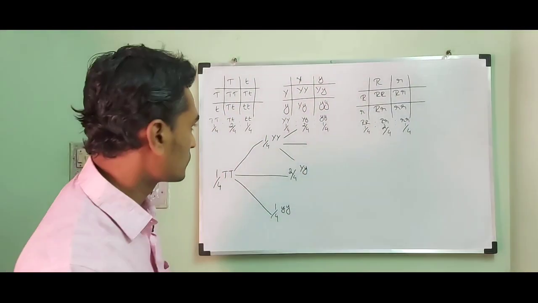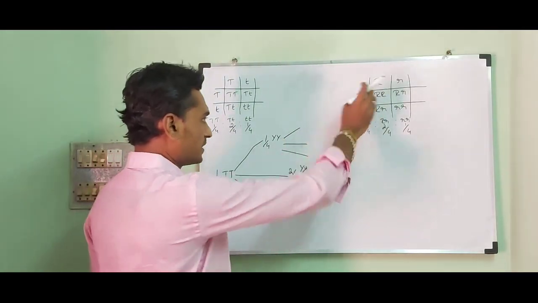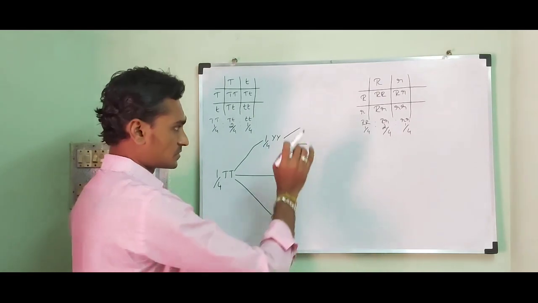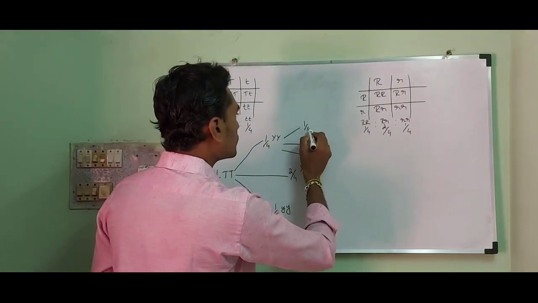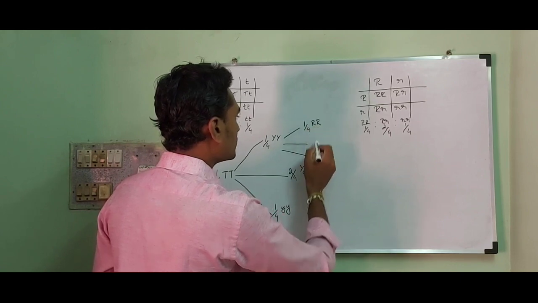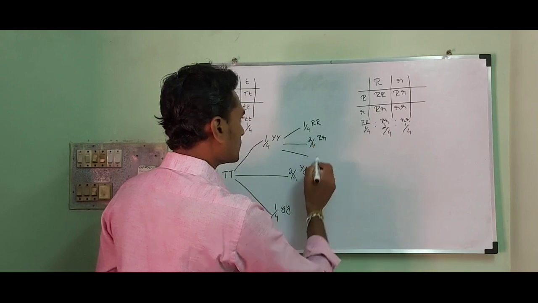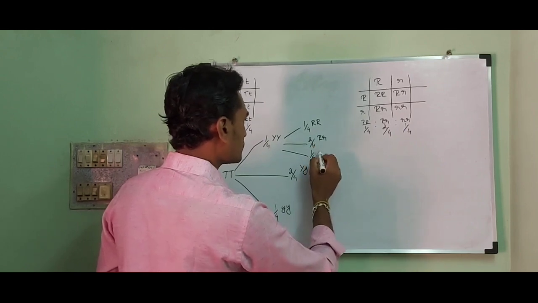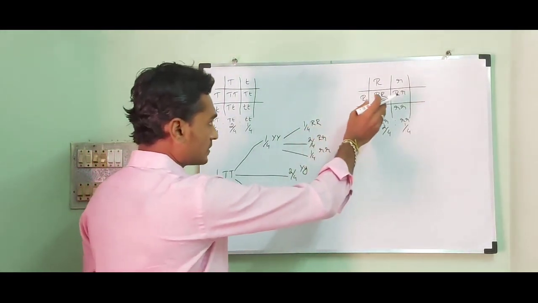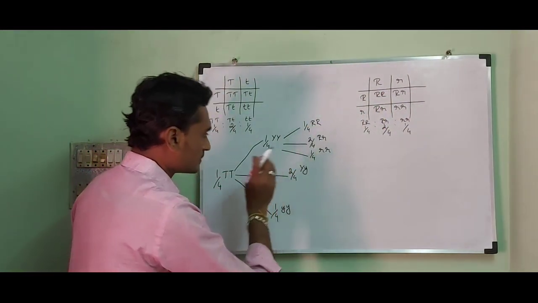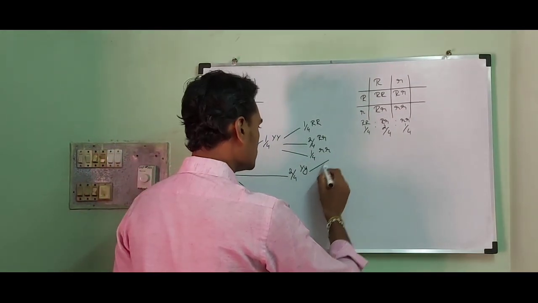So now I am going to rub this. Now I am going to place all the possibilities with their proportion. 1 by 4 capital R, 2 by 4 capital R, small r, 1 by 4 small r. Likewise, I am going to write the results for this fork line also. So we have to draw 3 forks.